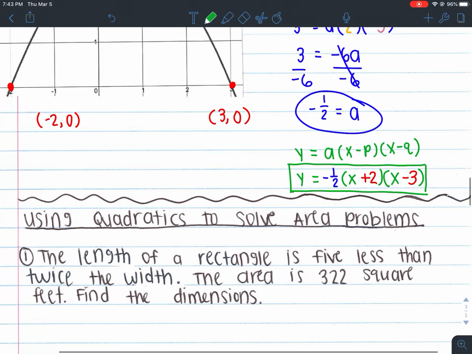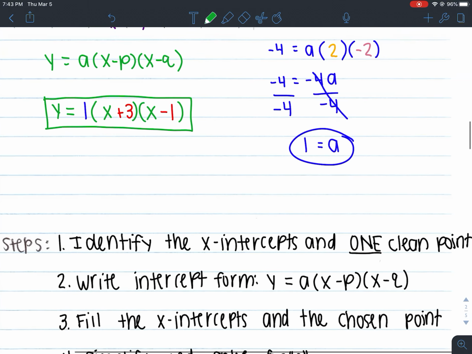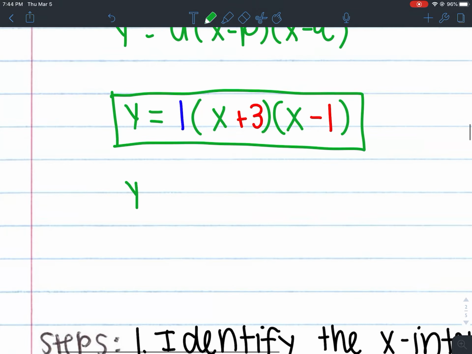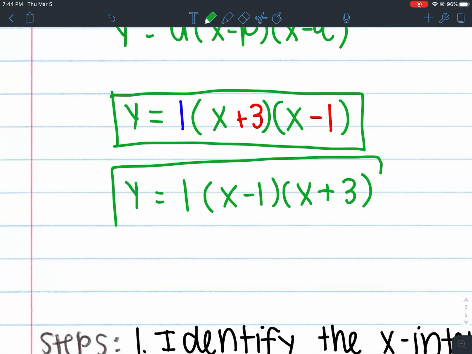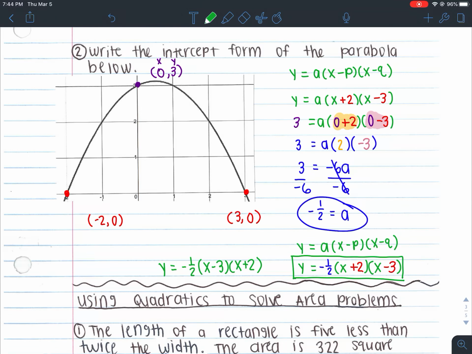So that is my final equation in intercept form. Now you're like, well, what if my 3 and my 2 are backwards? This is also an equivalent form. So you have negative 1/2, and then x minus 3 and x plus 2. Remember, when we factored, I didn't care which the order of the parentheses were in. So that's also another correct answer. And for above, in this problem, another correct answer could also be x minus 1 and then x plus 3. Okay, so they're both correct. So I'll go ahead and write both of those just so that you know, hey, they're both correct.